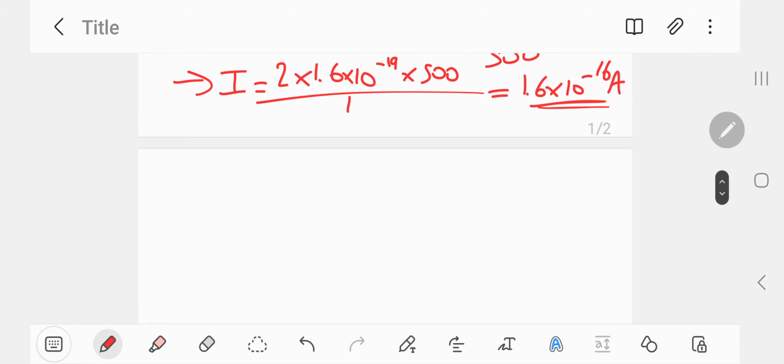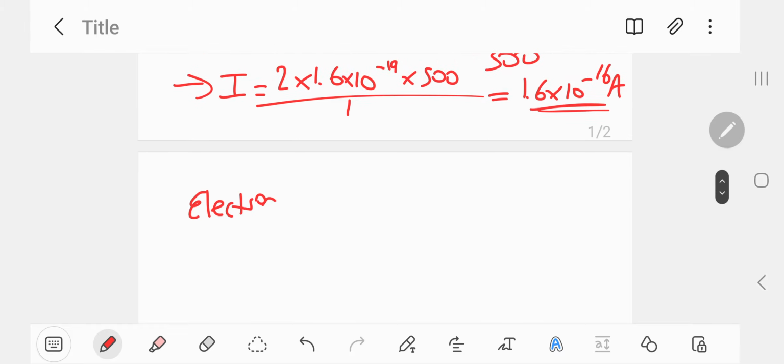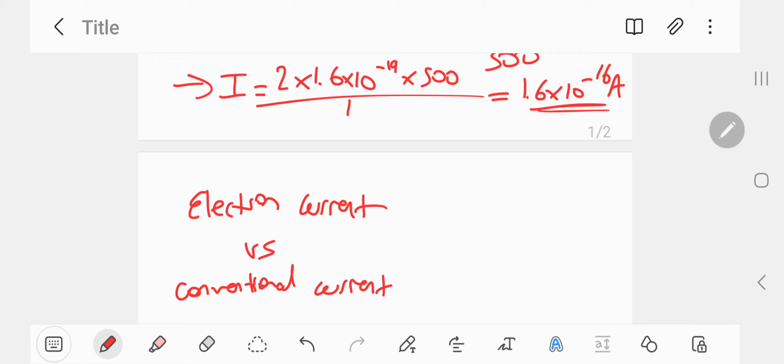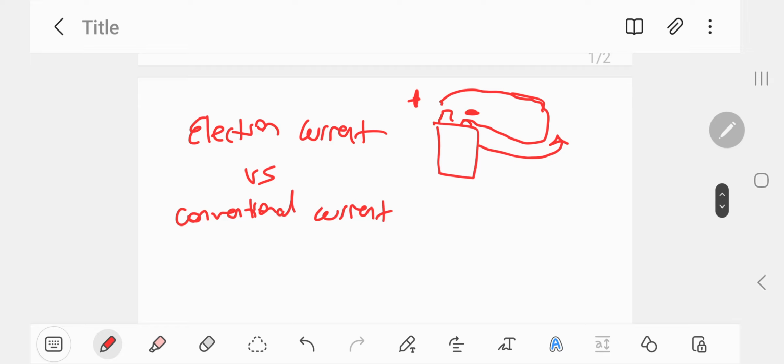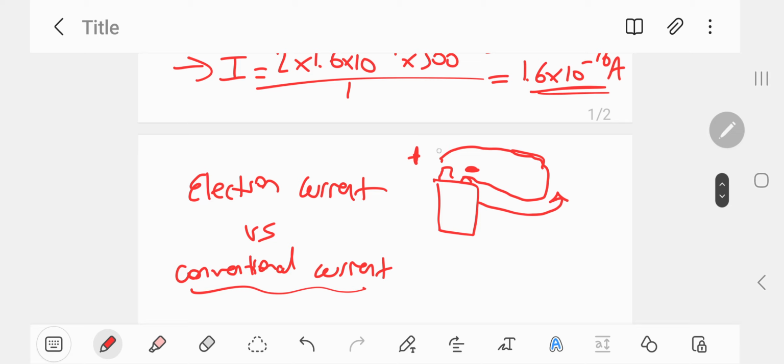Just a note as well. Electron current versus conventional current. So electron current flows from the negative terminal. Suppose we have a battery here, hooked up to, say, a wire. Electrons flow from the negative terminal to the positive terminal, okay, in this direction. Whereas conventional current, or simply current, behaves as if positive charge carriers cause current flow. In other words, it flows in the other direction.